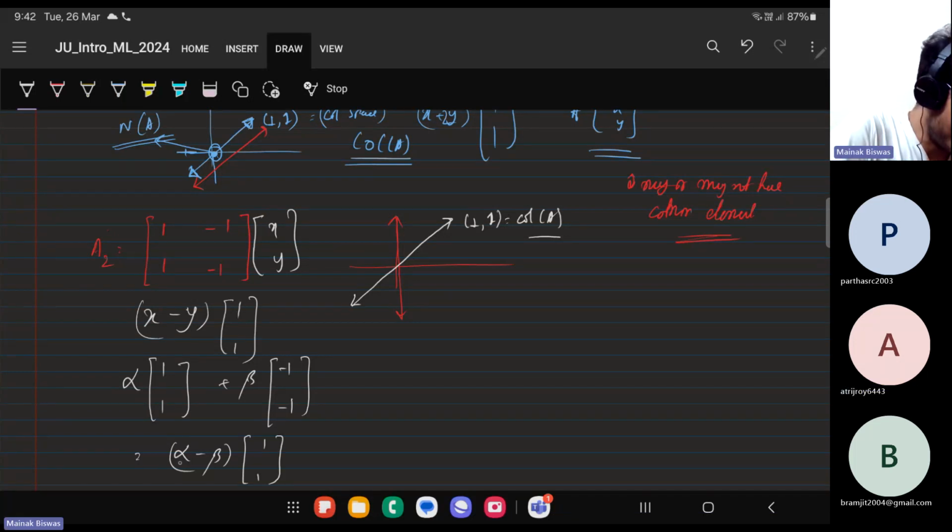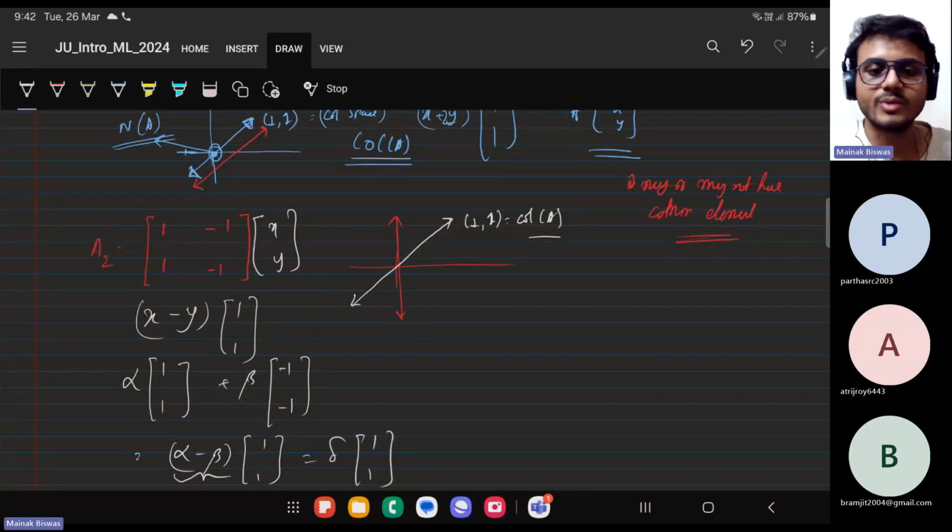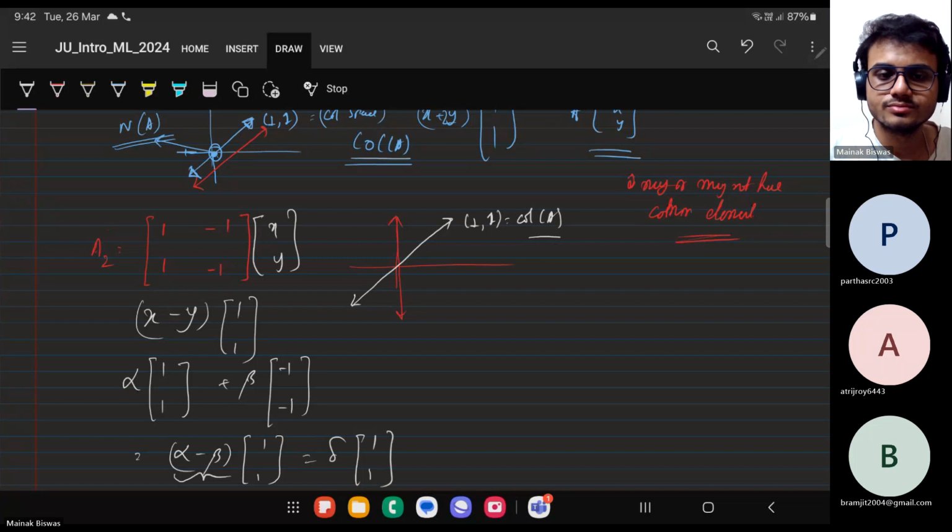Yes. So this can be written as some delta 1 comma 1. So 1 comma 1 is your column space. Yes or no? Yes.